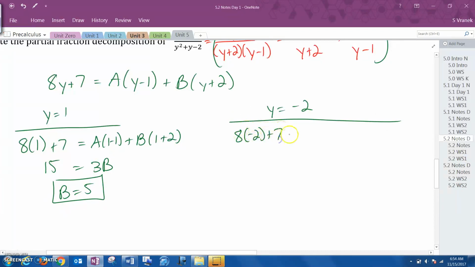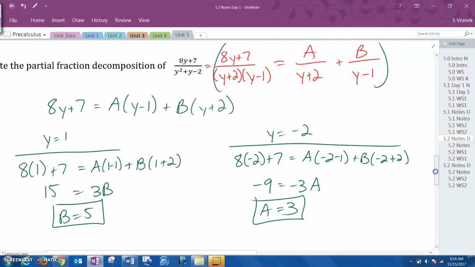Now I have this, where I'm doing negative 2. I put the negative 2 in on the left side and the right side. The b's will go away. I get negative 16 plus 7, which is negative 9, is equal to negative 3a. So I get a equals 3.